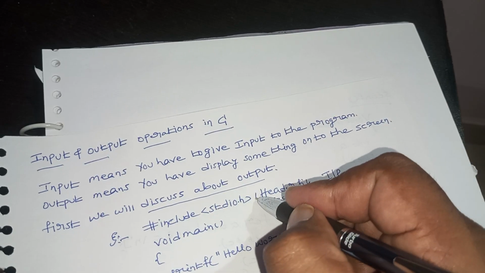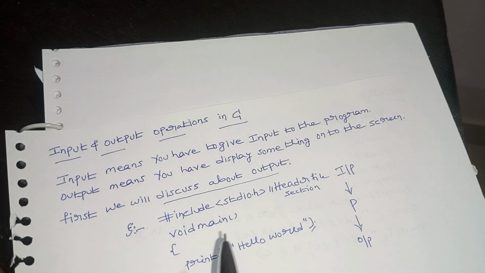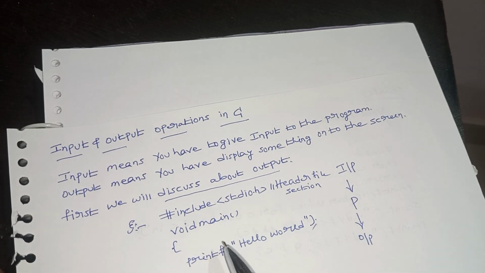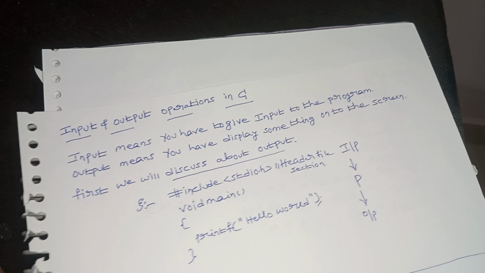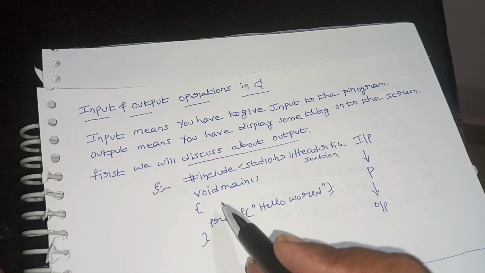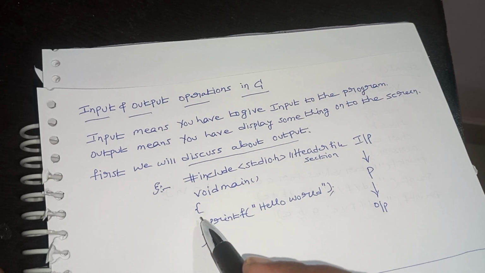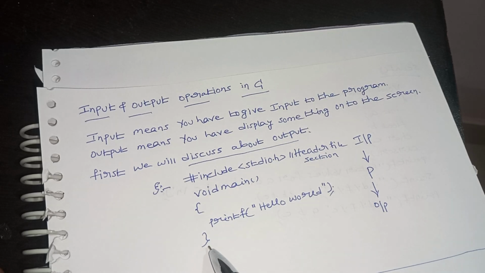It is above the main function. Above the main function you declare all the header files. I will tell you the meaning of header file later. Now our main focus is how to print something onto the screen. Now void main is mandatory in C programming language. This is the opening of the function, and this is the closing of the function.